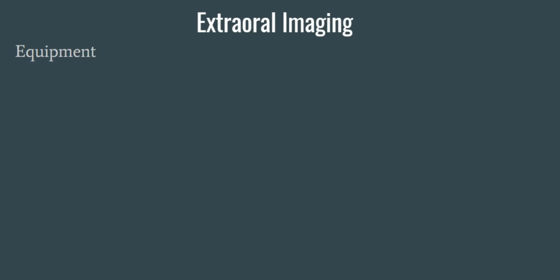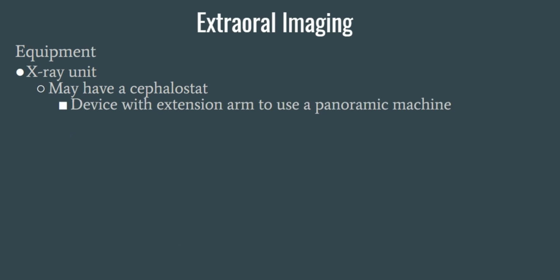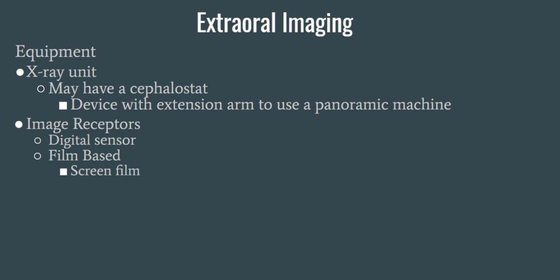What's our equipment? We need our X-ray unit, and a standard intraoral X-ray machine can be used, but it may have something called a cephalostat, which is going to be a device with an extension arm, to be able to use a panoramic machine. You will also be needing your image receptors, your digital sensor, or your film-based, which is your traditional. And with your traditional film, you're also going to have screen film, intensifying screens, cassettes, and a grid. And we'll get a little bit more into that here in a moment.